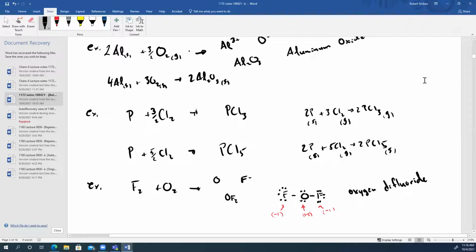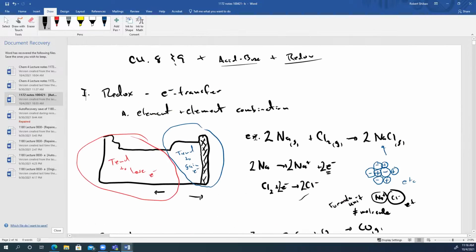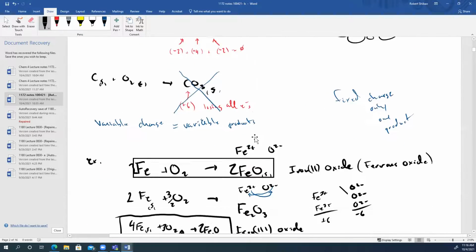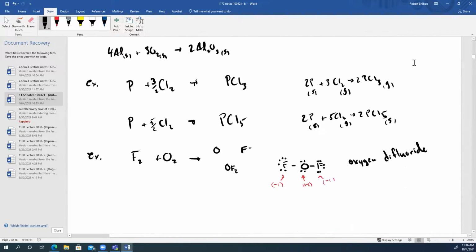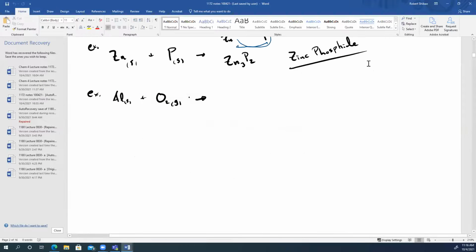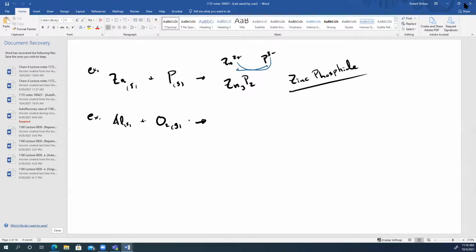It's 10:16 now. I want to talk about the labs here. So this is a combination, element plus element combination. I spent a lot of time talking about this, but there's some more we need to talk about in terms of redox.